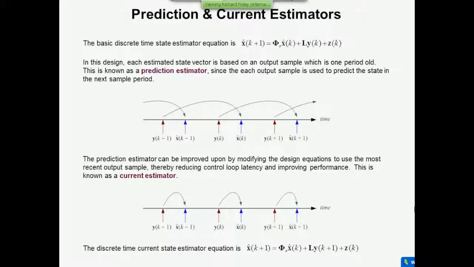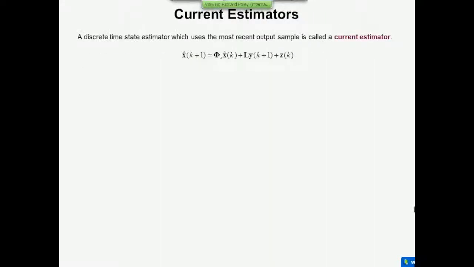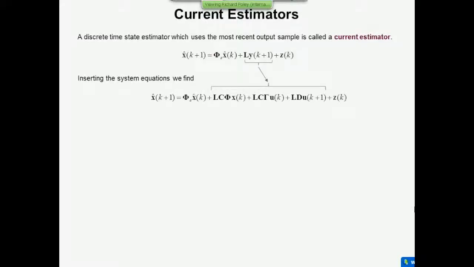Now, when we do this, what's different is that instead of y of k up here, we've got y of k plus 1. And it's not difficult to see what's going to happen next, because y of k plus 1 equals c times x of k plus 1 plus d times u of k plus 1, right? Well, you know what x of k plus 1 is. It's phi times x of k plus gamma times u of k. So I don't think I need to write this out, do I?